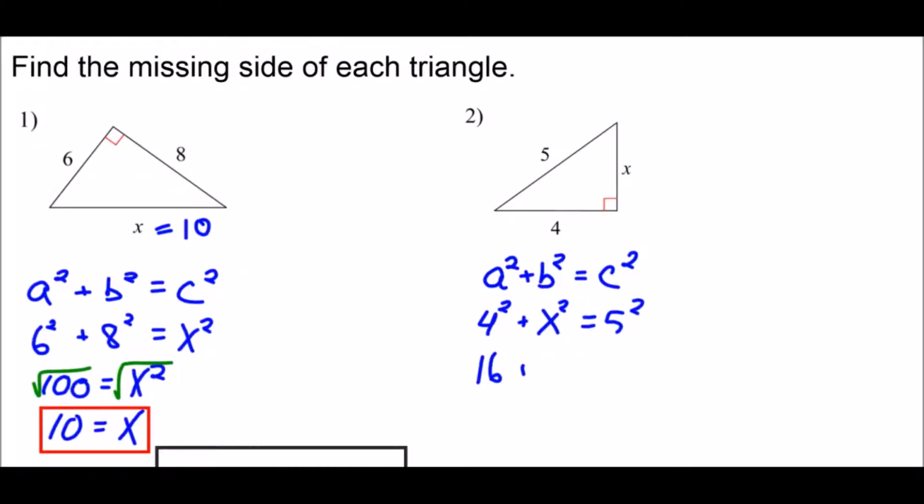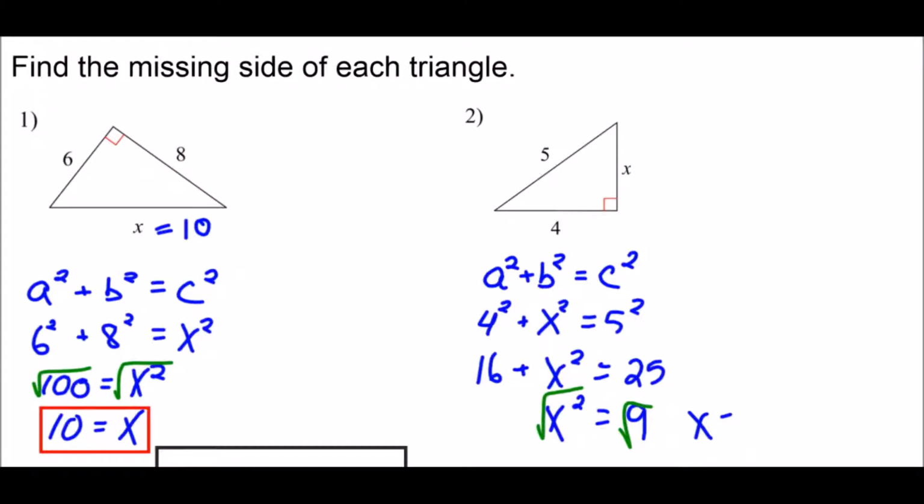So we have this, 5 squared, and then I'm going to subtract 16 from both sides because the goal is to get x by itself. Then we want to take the square root of both sides.